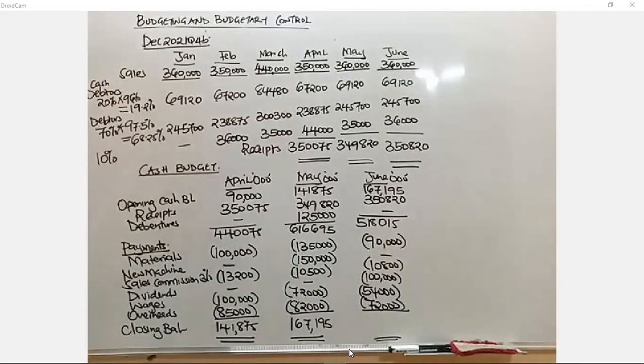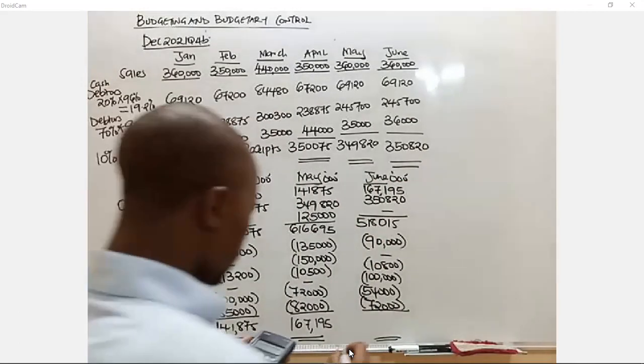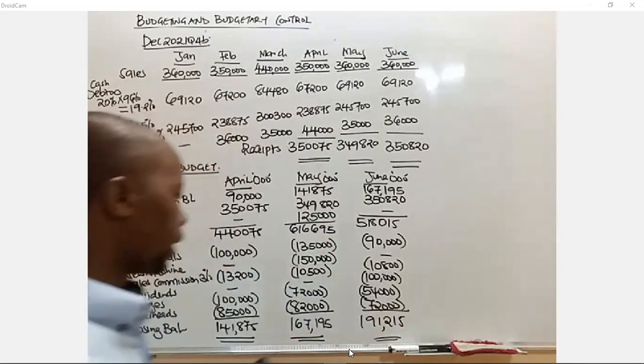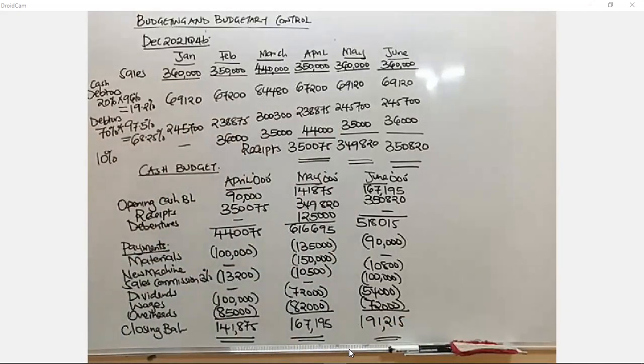Right? Minus 90,000, minus 10,800, minus 100,000, minus 54,000, minus 72,000. We are getting 191,215. 191,215. Any question?